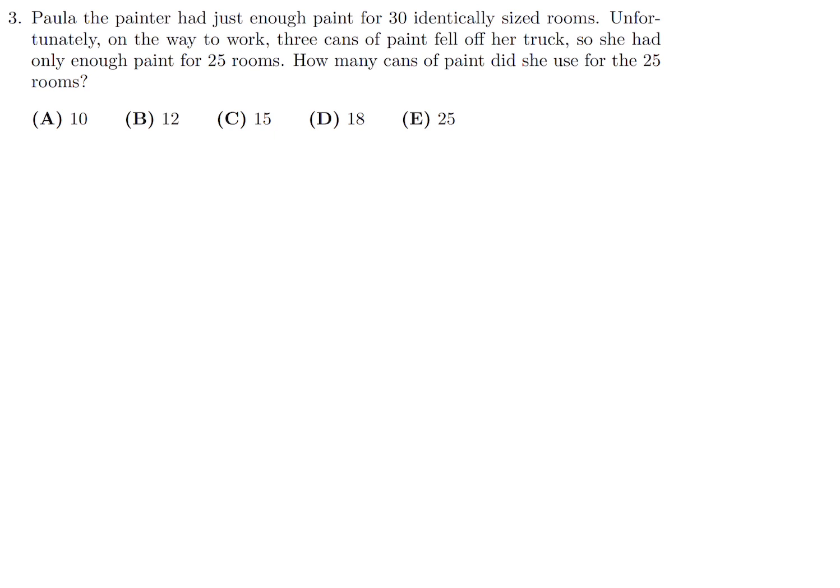Paula the painter had just enough paint for 30 identical sized rooms. Unfortunately, on her way to work, 3 cans of paint fell off her truck, so she had only enough paint for 25 rooms. How many cans of paint did she use for the 25 rooms? So in terms of a mathematical formula, if I let X be the number of paint cans that she had originally, 3 fell off the truck, and that was the number that she used to paint 25 rooms.